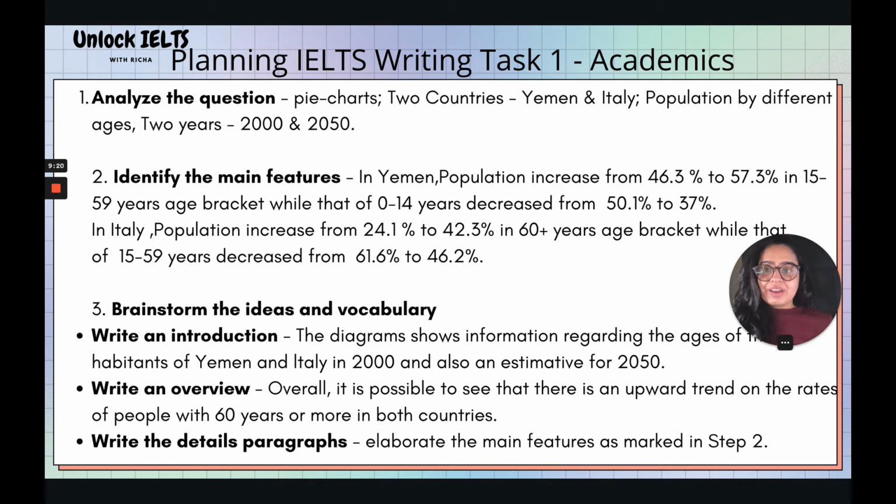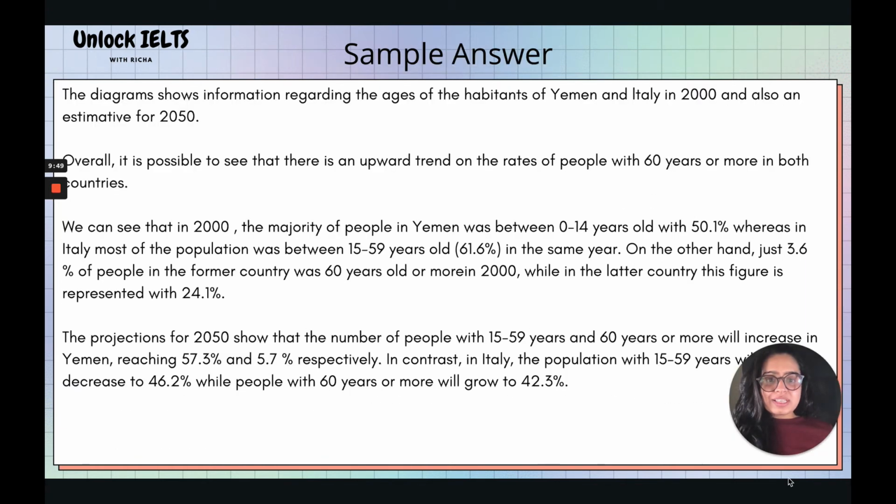In this step, there are different ways in which you can pick up main features and make the comparison where it's relevant. Now comes the third step, which says you need to brainstorm all the ideas and vocabulary, which involves writing an introduction, overview, and your detailed body paragraphs. As you can see on the screen, this is a sample answer of the same question which we discussed in this video. You can pause the video and can refer to the answer in detail.